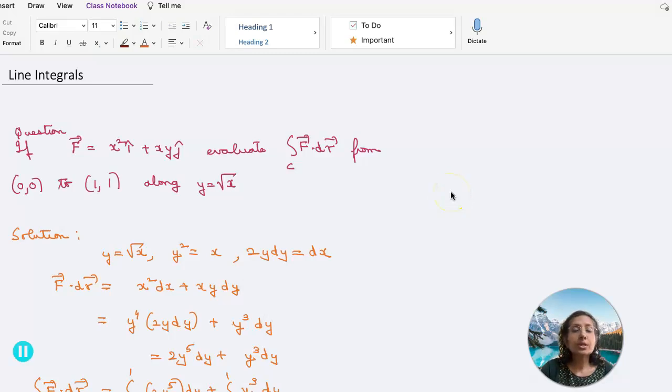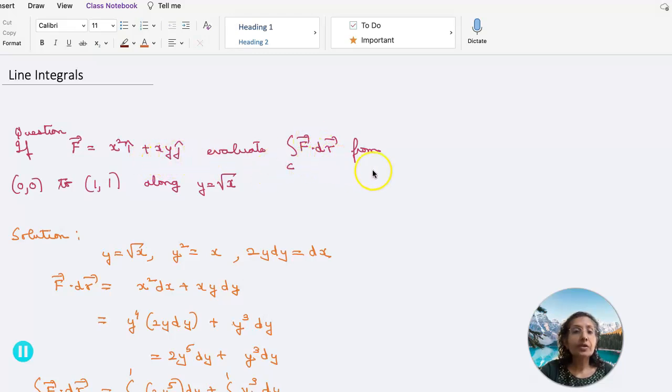So welcome to this lesson on line integrals. Today we will be learning how to evaluate problems on line integrals, and these also include parametric equations and working with the cross product.